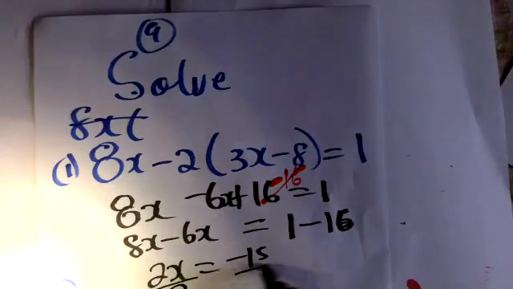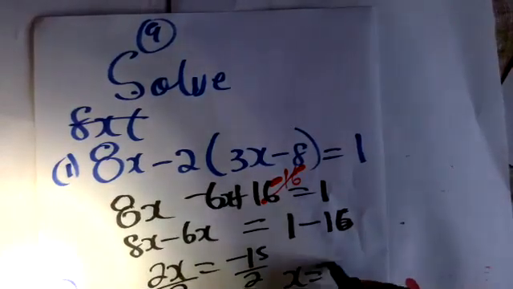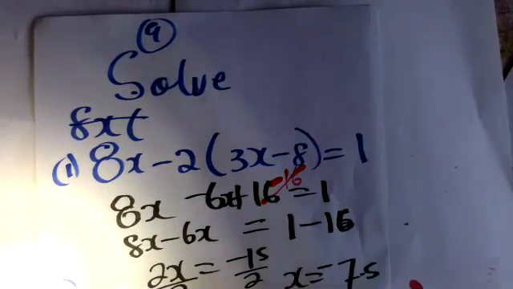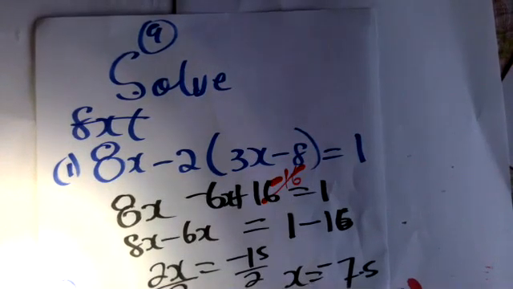Let's divide by 2. So x is equal to negative 7.5. Or if you want a fraction, negative 15 over 2. All right.